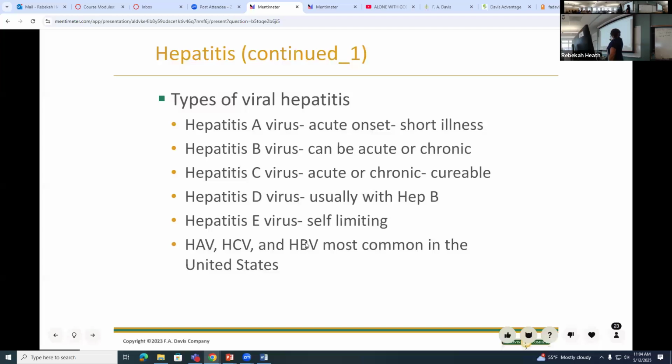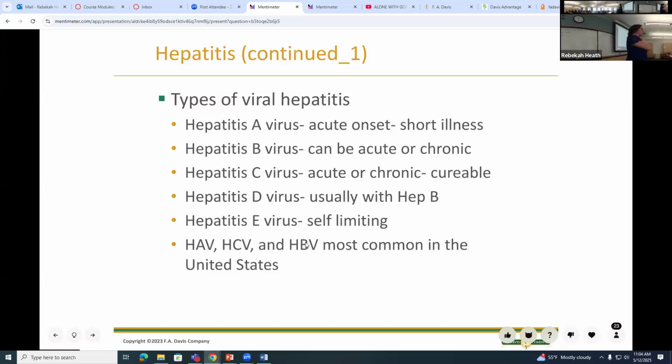The A's and E's have to do with the GI, like fecal oral contamination. A and E are pretty much self-limiting. You get them by ingesting something that's not quite right. B, C, and D, D usually occurs with Hep B, so I'm not going to focus on that a lot.